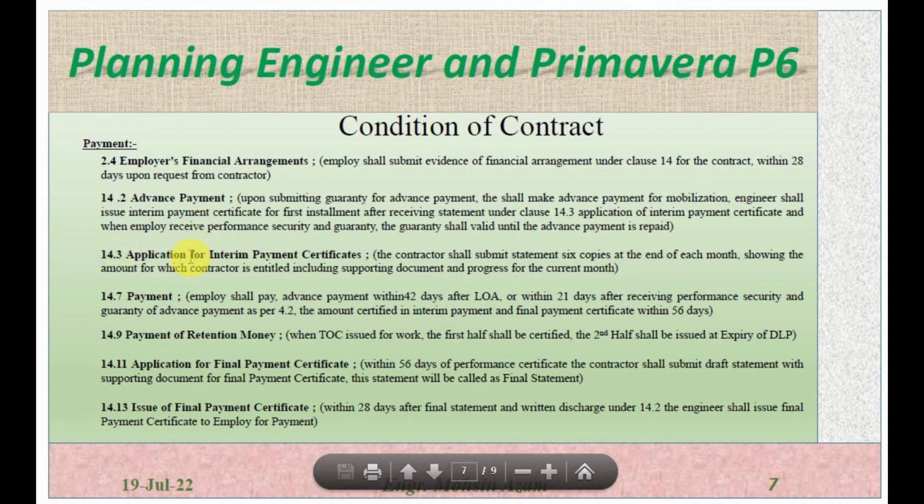14.3 is application for the interim payment certificate. The contractor shall submit 6 copies at the end of each month, showing the amount to which the contractor is entitled, supporting documents, and the progress for the current month. Payment 14.7: the employer shall pay advance payment within 42 days after LOA.